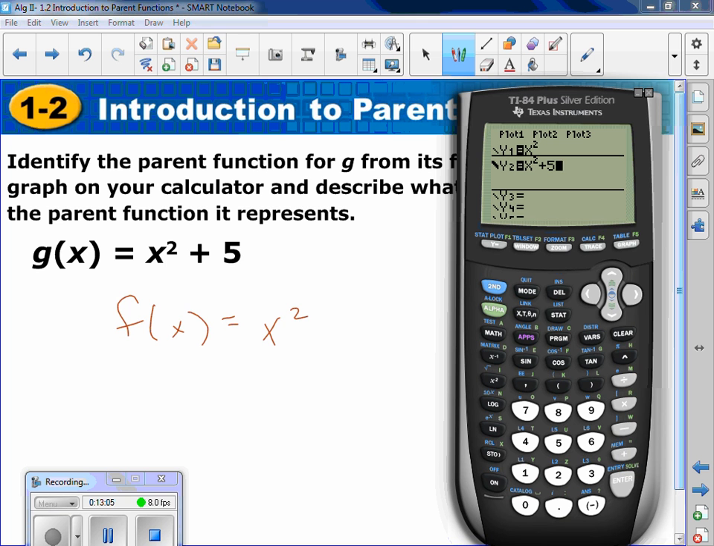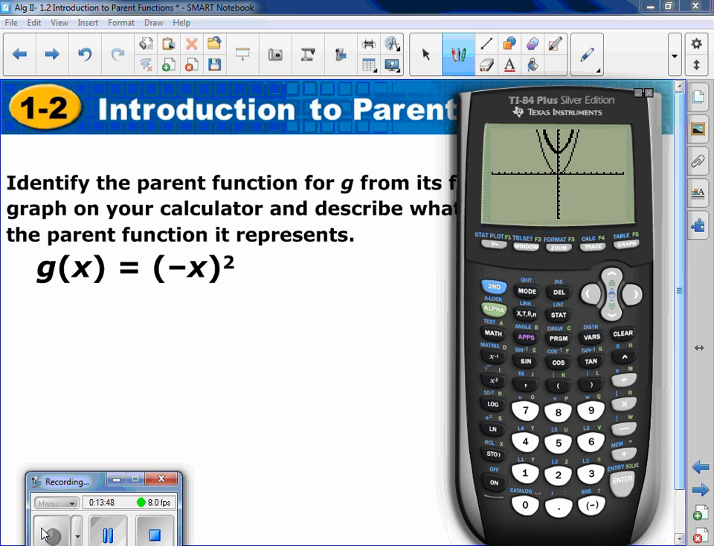Just by thinking about it, what's going to happen? What type of transformation? So y1 is your parent function. For this one, I just put the parent function first, the other one second. This one is a translation of 5 units upwards. And there's your graph.